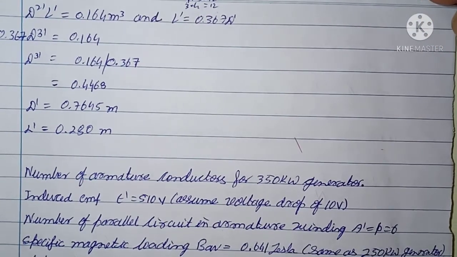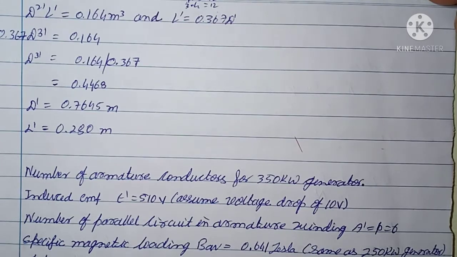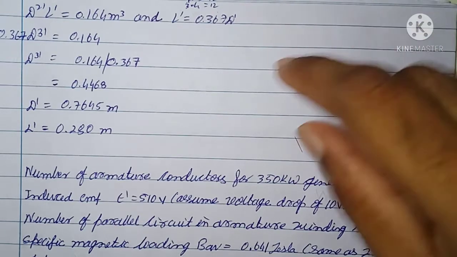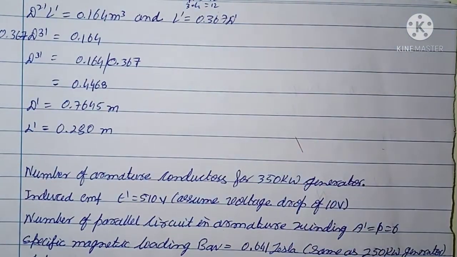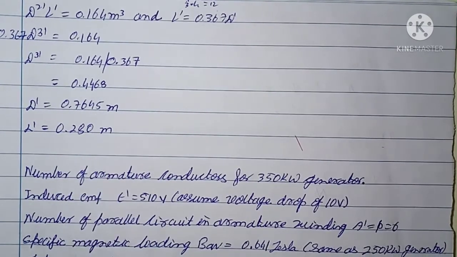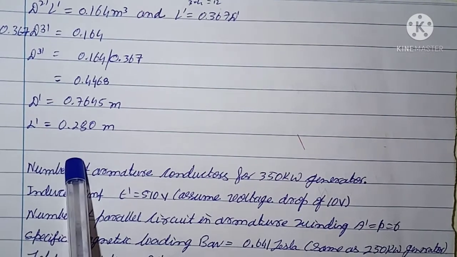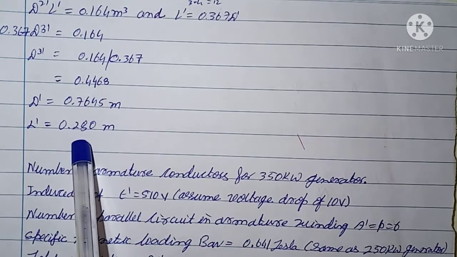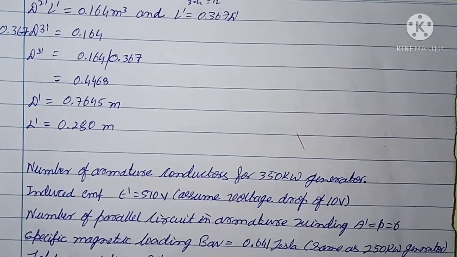So d dash, from that we get 0.7645. Substituting the value in L dash, which is 0.367 of d dash, this is 0.367 into 0.7645. So we are going to get it as 0.280 meter.